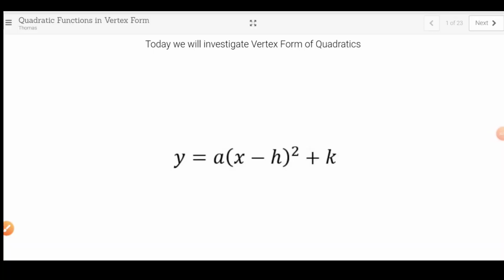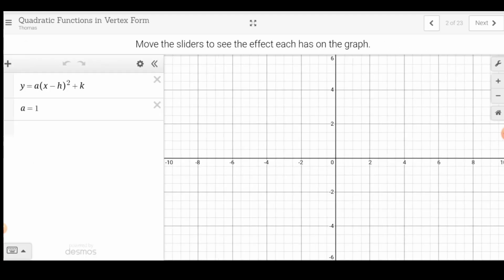I'll get in Desmos on slide 1. Here's slide 1. Today we're going to be investigating vertex form of quadratics. So we're going to investigate this form. We've already started playing around with it the last couple of days. Let's go to the next screen.